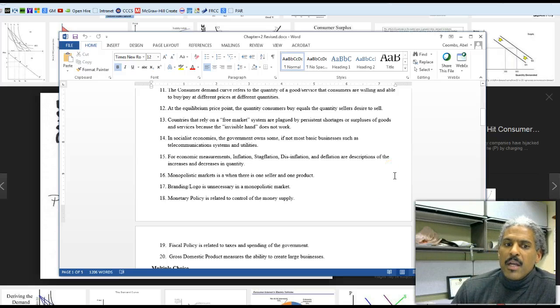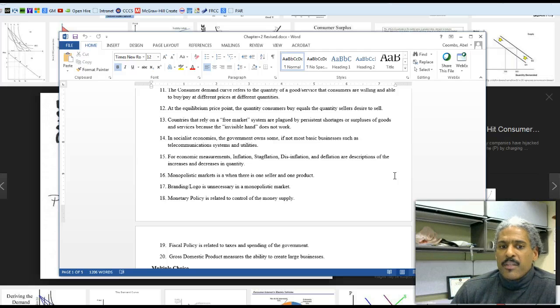Let's continue on. 15. For economic measurements, inflation, stagflation, disinflation, and deflation are descriptions of the increases and decreases in quantity. False. It's prices. It's prices.